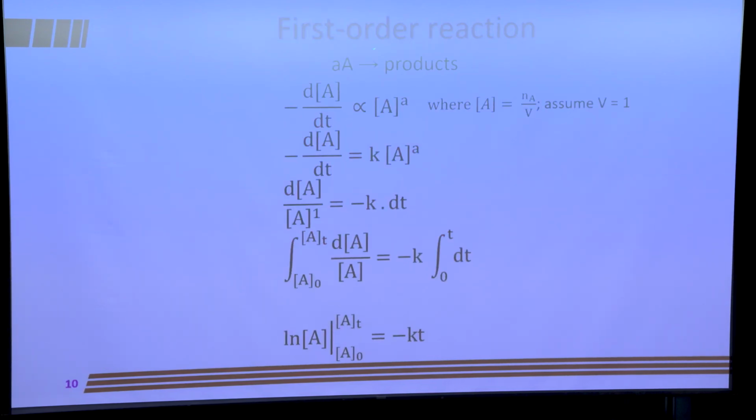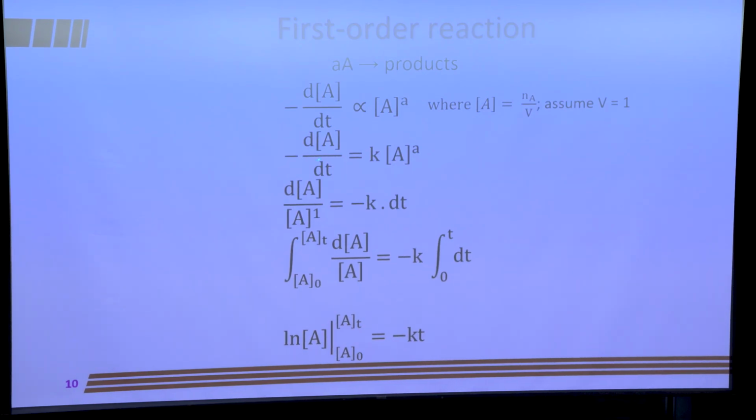Okay, so for a first order reaction, if we have A moles of A giving us products, then minus the change in concentration of A with respect to time is proportional to the concentration of A to the alpha. I'm sorry that it's lost the alpha for whatever reason. And the concentration of A is equal to the number of moles of A divided by the volume, where we assume the volume is 1. So we're interchanging moles and concentration, essentially, by assuming that we have unit volume.